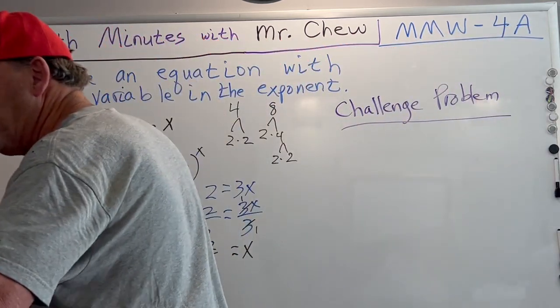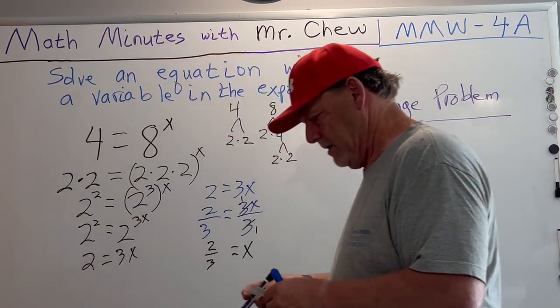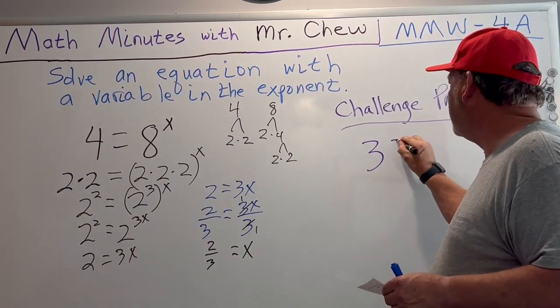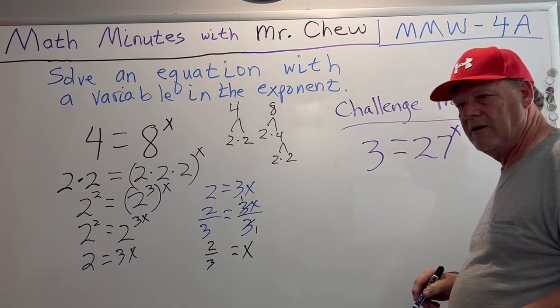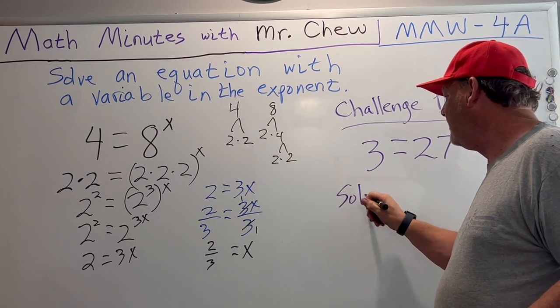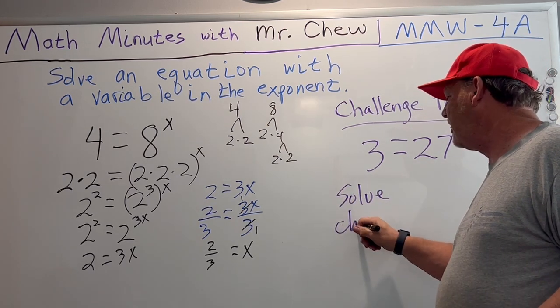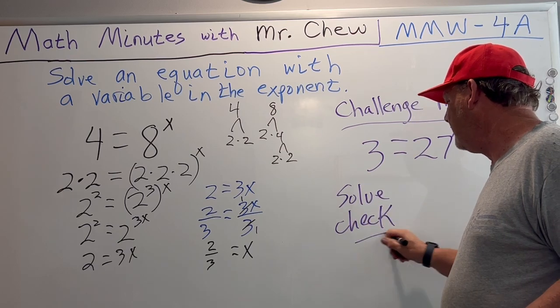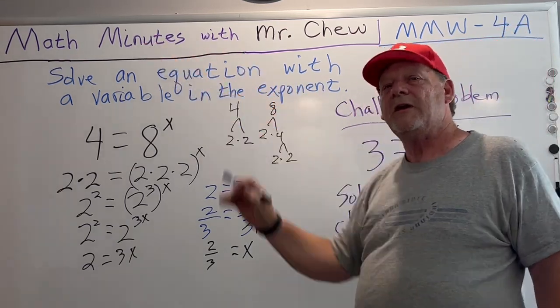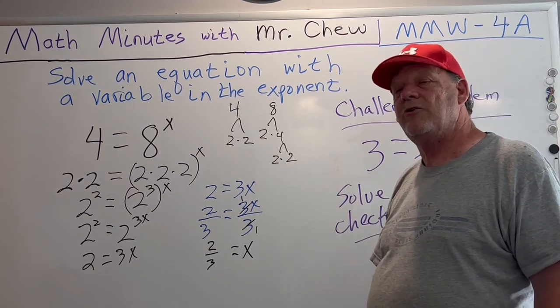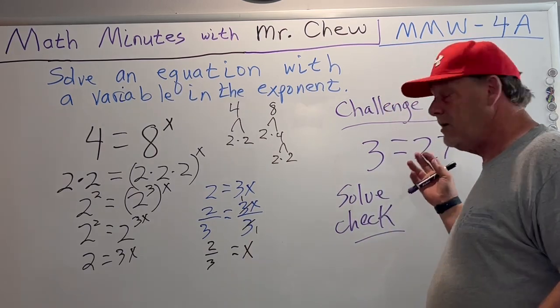Not much different. 3 equals 27 to the x. So solve it and then check it, just like I did. And then there will be a video up here, a link up here at the end of the video where you can check your answer. So you can pause it now and work it.